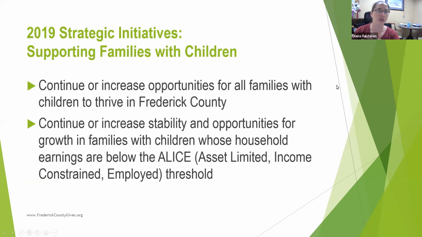So next piece. So let's talk about specifically what we mean in those three big buckets. So supporting families with children is one of the first big buckets. So we're specifically looking for programs that are continuing or increasing opportunities for all families for children to thrive, and for programs that are continuing or increasing stability and opportunities for households that are below the ALICE threshold. And if you don't know what the ALICE threshold is and would like more information, the United Way has some great information about that, but we're also happy to answer questions about it at the Community Foundation's office. But United Way is the organization in town that commissioned that particular study to be completed in Frederick County.